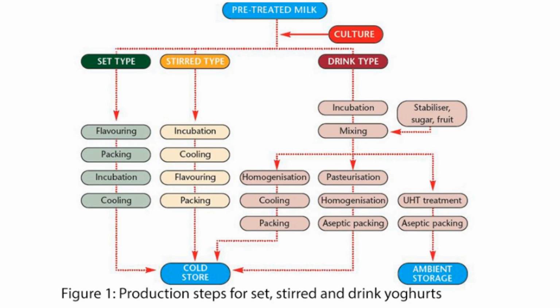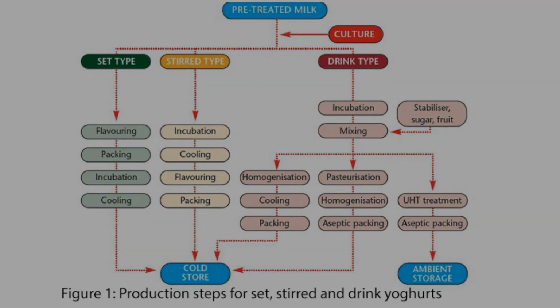If we do homogenization, then we do cooling, after that packing, and we can store the products in cold storage. If we do the pasteurization, then we can do the homogenization and use aseptic packing. If we do the UHT treatment, we can use aseptic packaging and we don't need cold storage. We can store them in ambient storage because we have done UHT treatment.